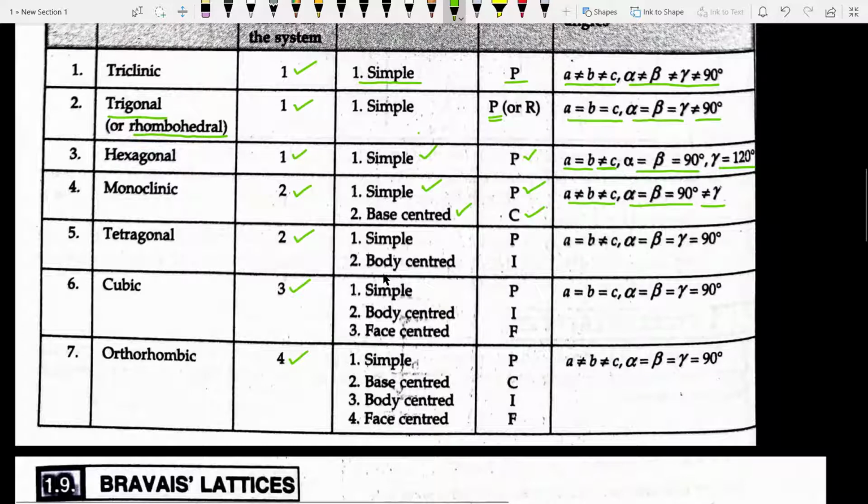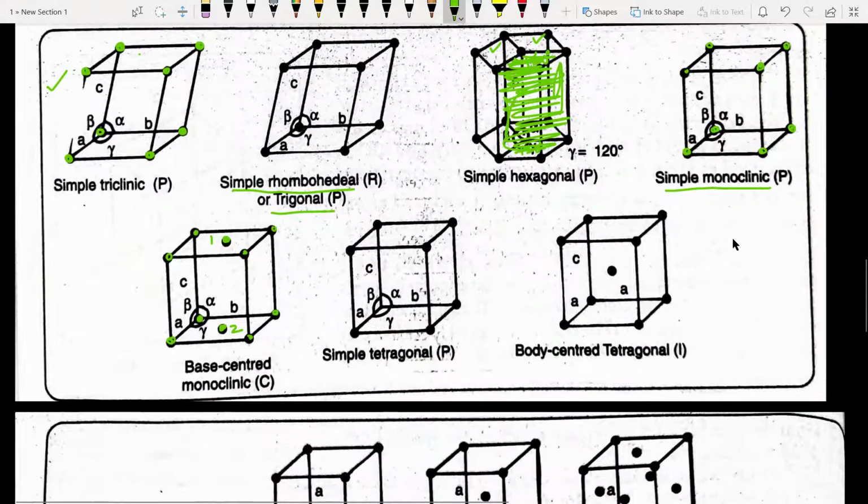Next is tetragonal. Tetragonal is again simple and body centered. Body centered is represented with the symbol I. 2 sides are equal, not equal to the third side. All the 3 angles are 90 degree. 2 sides are equal, not equal to third. All the angles are 90 degree.